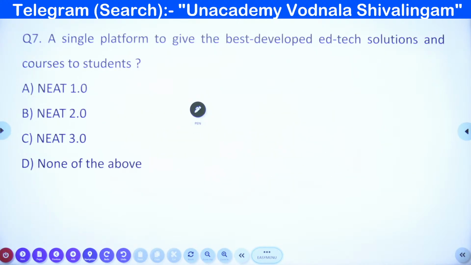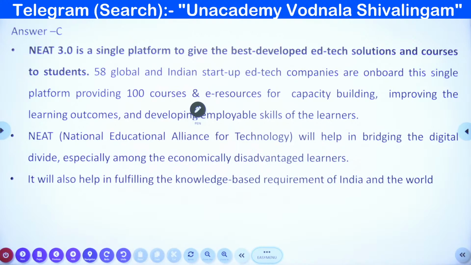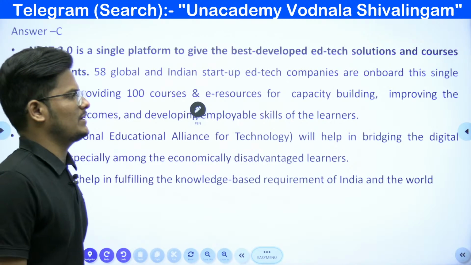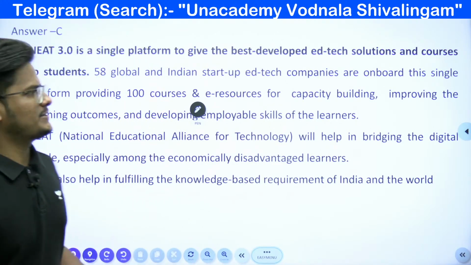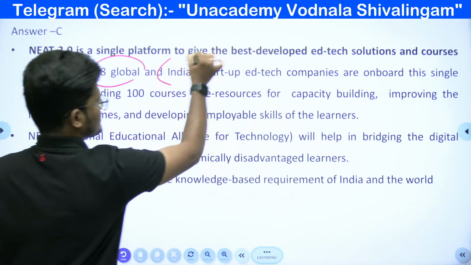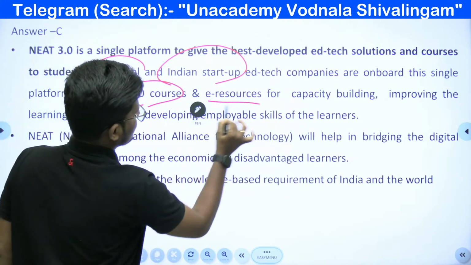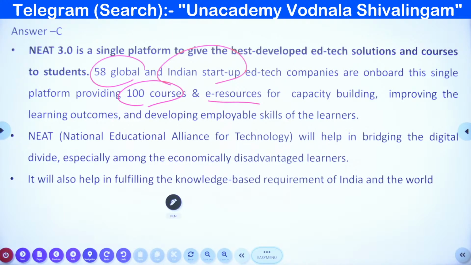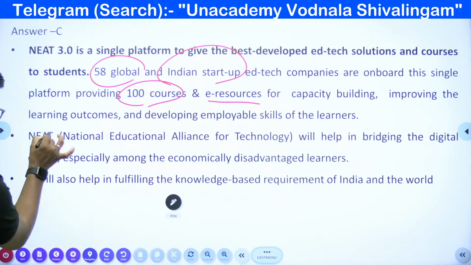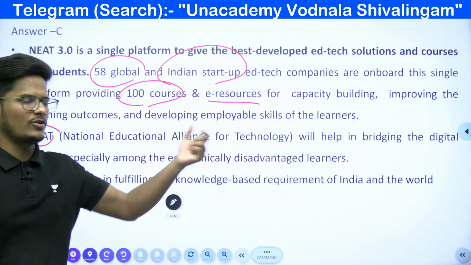So the answer for this question is option C, NET 3.0. NET 3.0 is a single platform to give the best developed edutech solutions, meaning educational technology based solutions and courses, to the students. Almost 58 global and Indian startup edutech companies are onboarded into a single platform providing 100 courses and e-resources for capacity building, improving the learning outcomes of students and the employability skills of the learners also. NET, we know very well, its full form has previously been asked: National Educational Alliance for Technology.